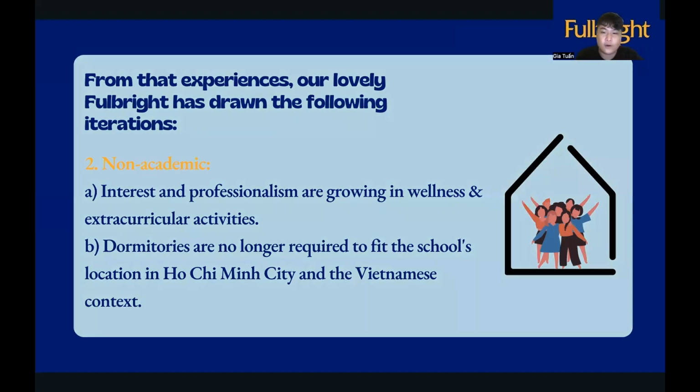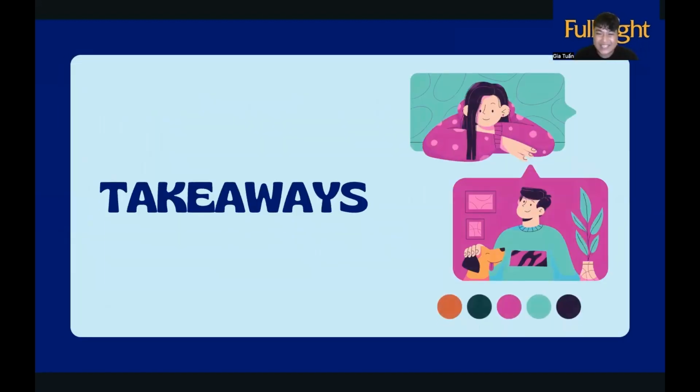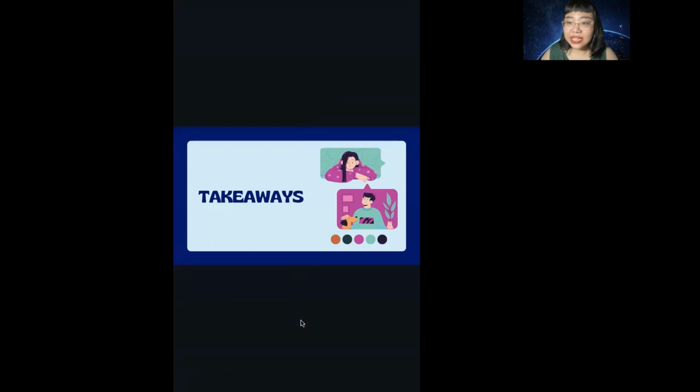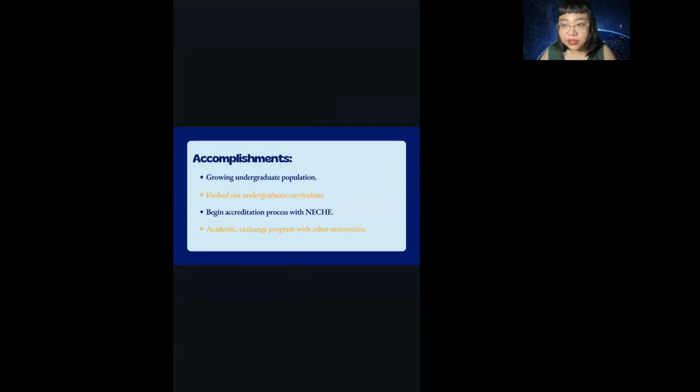So we will move on to one of the last sections, takeaways. Chị Phương Anh? So what can we take away from this case study? First, we know that Fulbright has accomplished a few things like growing undergraduate population, having a more fleshed out undergraduate curriculum, beginning an accreditation process with NECHE, and having more academic exchange programs with other universities like Bard College and UNUS.